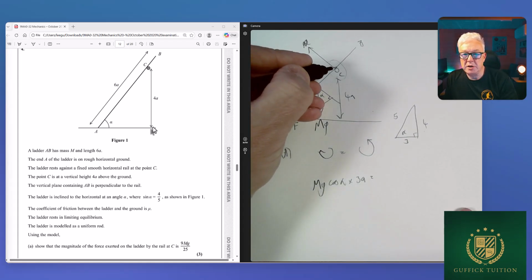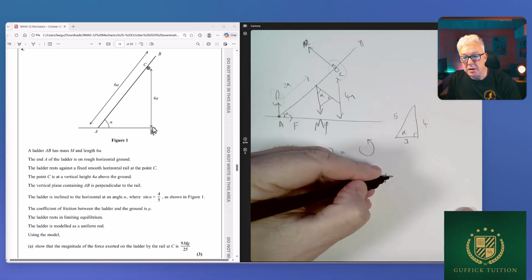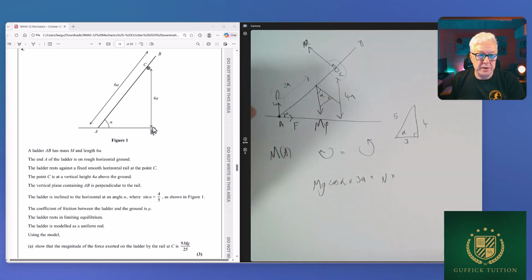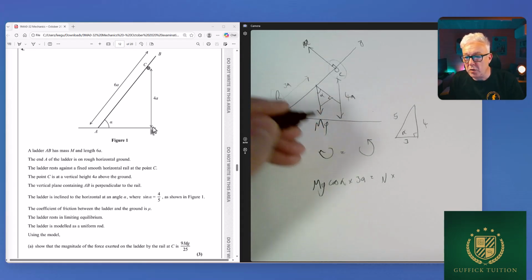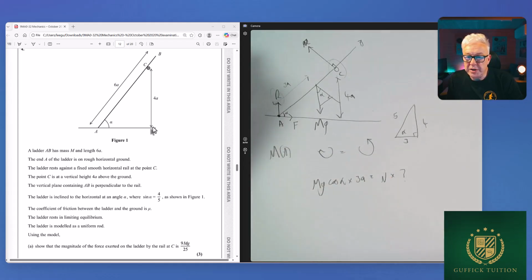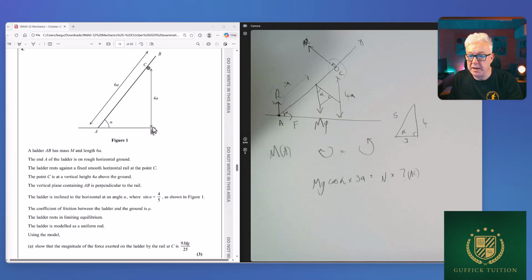That's our clockwise turning moment. Our anti-clockwise turning moment, this normal reaction up here is acting at 90 degrees. So that is going to be N times the distance that is. Now, that is interesting, because in the question they've not given us that distance. I wondered why they'd given us this 4a here. So we need to know the distance AC.